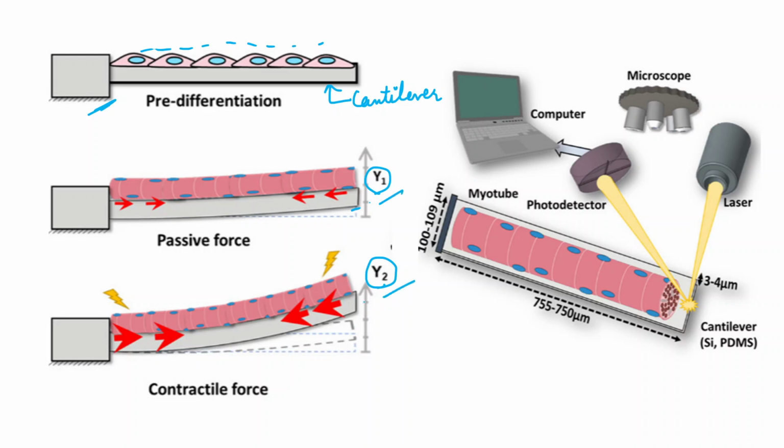So this displacement of the cantilever can be detected by the deflection of the laser, which you can see here. This laser is coming here, and then we can conclude whether a particular kind of stimulus is resulting in the contraction or the relaxation of the myotube. So this is how, using a cantilever, we can determine the force that is being experienced by a myotube.